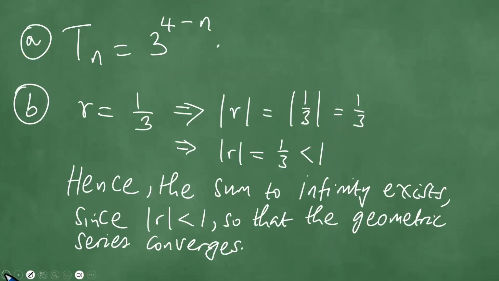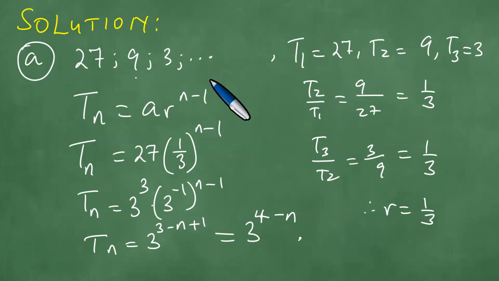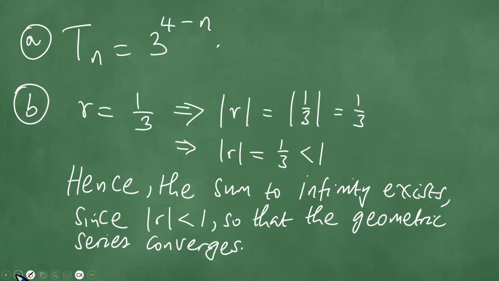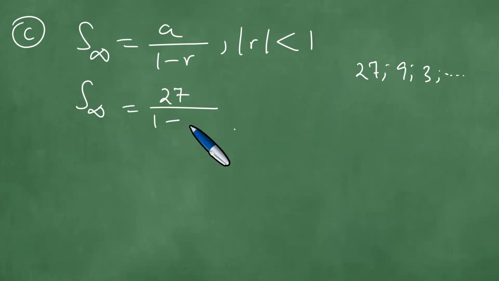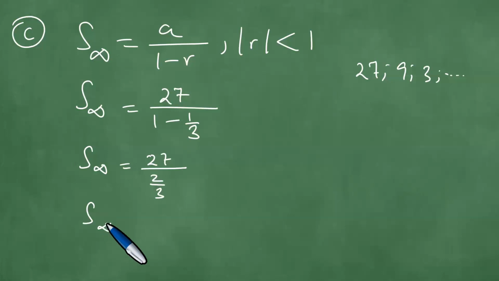Okay, so now there are a couple of things we need to consider. But this is 27, 9, 3. You have 27, you have 9, you have 3, this is the sequence and so on. So the first term is 27 divided by 1 minus. We've seen that the common ratio is 1/3. So you have 27 divided by, what is 1 minus 1/3? It's actually 2/3.